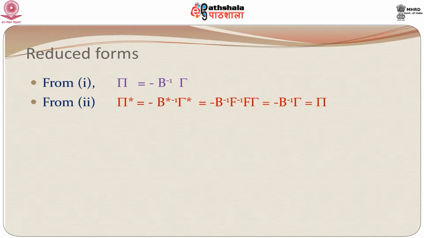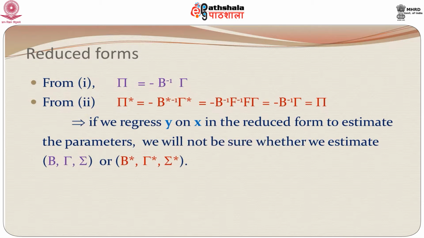What is the implication of this? The implication is that if we regress y on x, which is what we do in the reduced form, to get pi, the question would be, are we estimating pi or are we estimating pi star? If we are estimating pi, we can go back to B and gamma. If we are estimating pi star, then we will have B star and gamma star, which is a non-singular transformation of B and gamma. So, we are not sure as to what we are estimating.